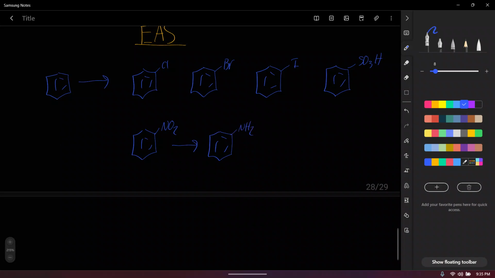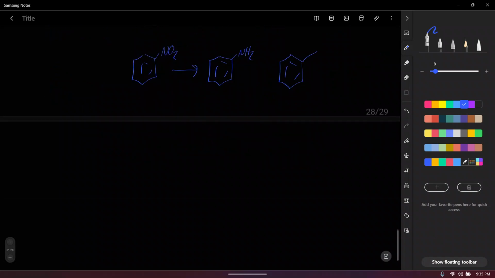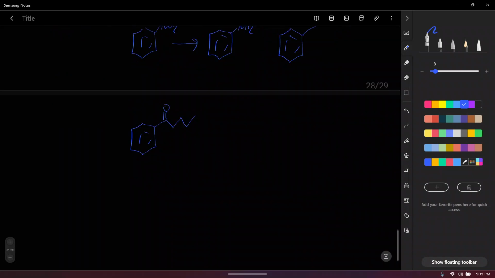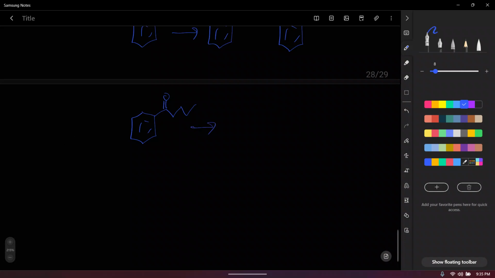Okay. I can directly put on something like a methyl group. I can also put on an acyl group. Right? And then because of the acyl group, I can indirectly put on longer groups besides just methyl and ethyl.